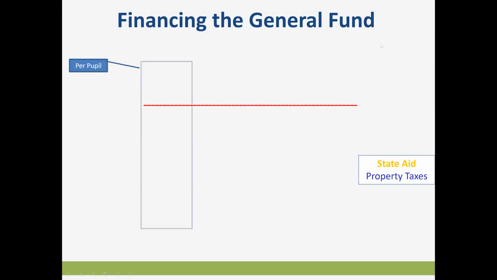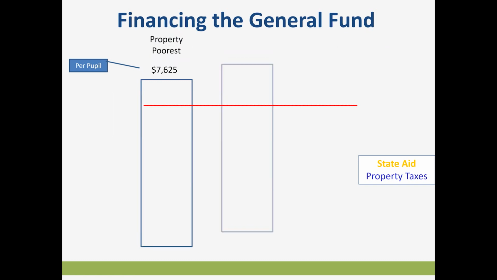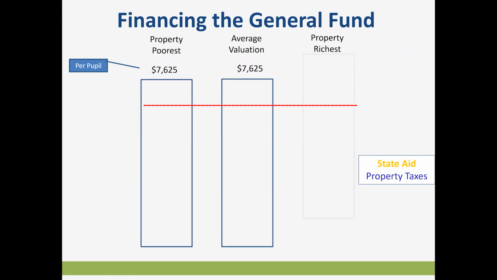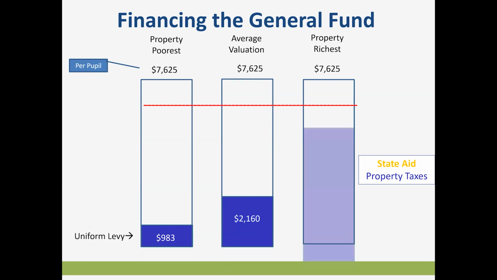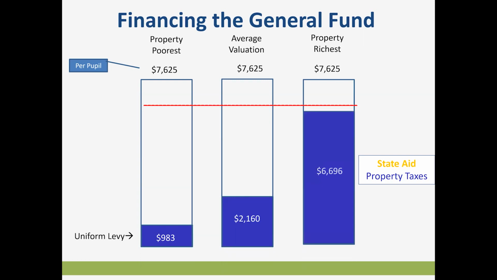Now we've got what I like to call the tale of 3 districts here. The height of each of these bars represents $7,600, or the funding for a single student. We've got 3 districts here: a property poor district, a district that doesn't have much property valuation, an average valuation, and a property rich district. In that property poor district, that uniform levy doesn't generate much money. In the average valuation district, it generates more, and in that property rich district, it generates a whole bunch. State aid then backfills up to 88.4% of the cost per pupil.